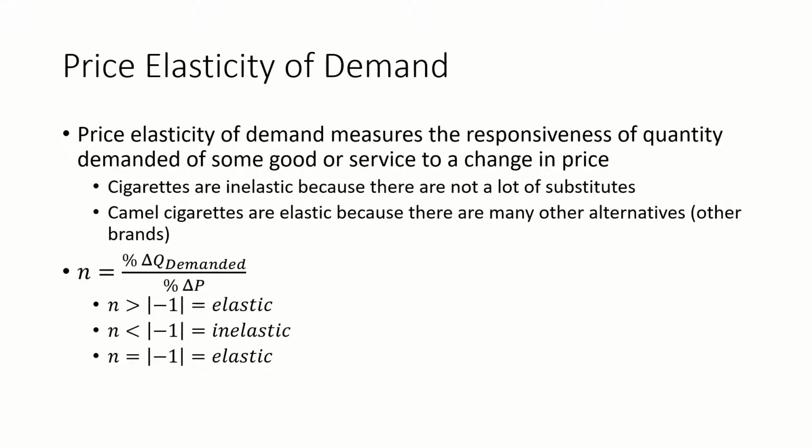Elasticity of demand can be calculated using the formula of percent change in quantity demanded over the percent change in price. If the number is greater than or equal to the absolute value of -1, the good is said to be elastic. If the number is less than the absolute value of -1, the good is inelastic.